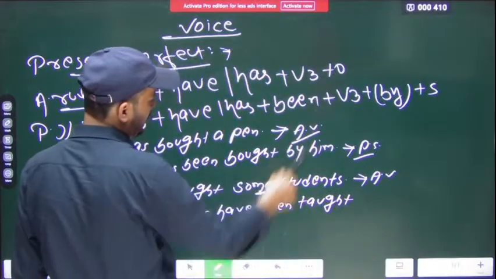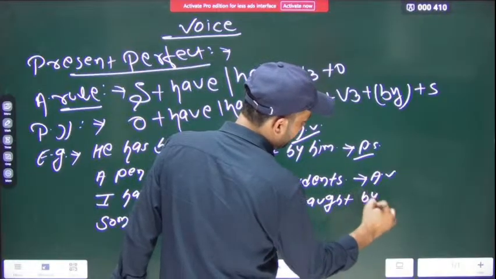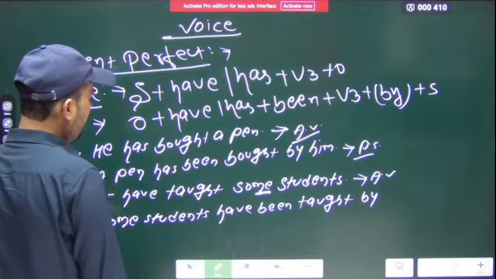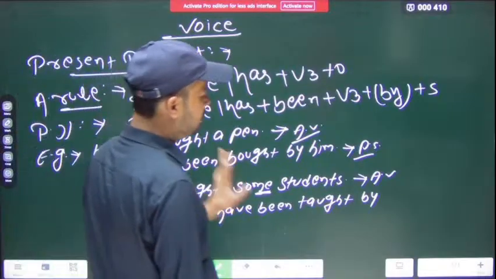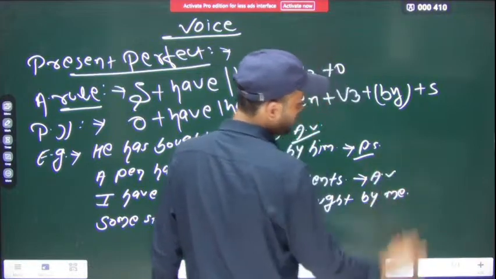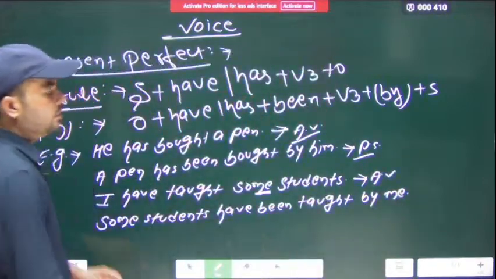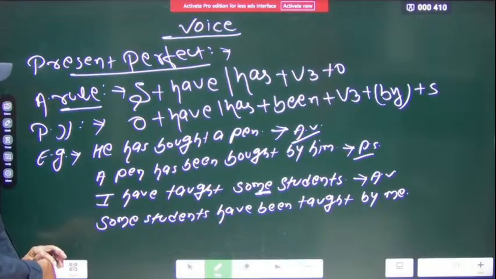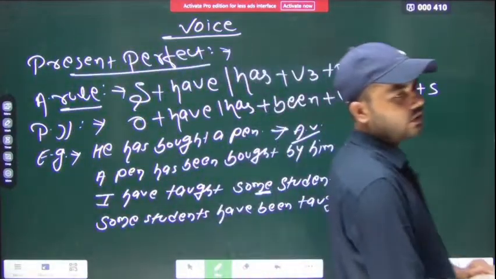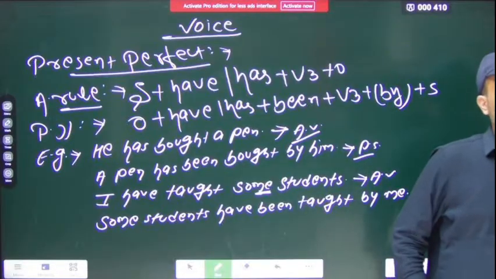Then after that comes by, which is here in brackets, so I will write here by. Then after that the subject. Okay, what is the subject here? I. But it is coming in the place of the object. So I'll write here me. So finally our sentence is: some students have been taught by me. Got it? Some students have been taught by me.